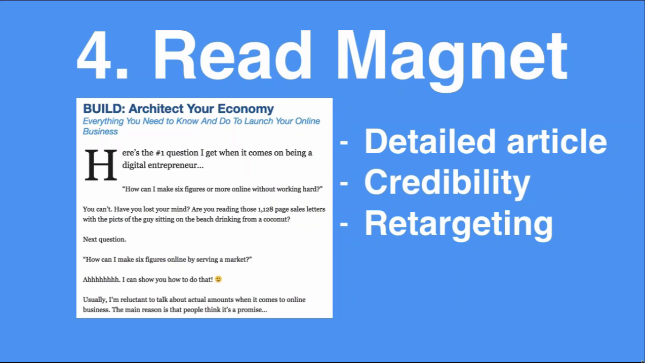Build, architect your economy. Everything you need to know and do to launch your online business. This is a 7,000 word article. Most articles are around 500 words. It's a 7,000 word article. It shows people step by step how to get started in their online business, has affiliate links. I don't think it actually has any links into the very bottom of my program at all, but it's super detailed, and it also shows that I actually know what I'm talking about.